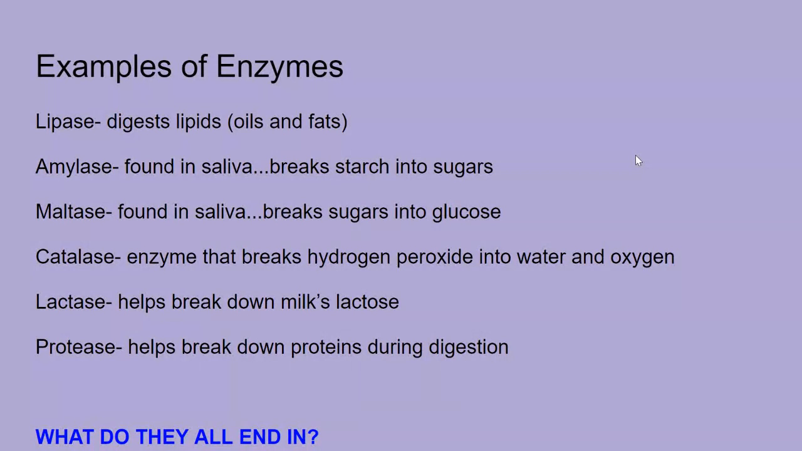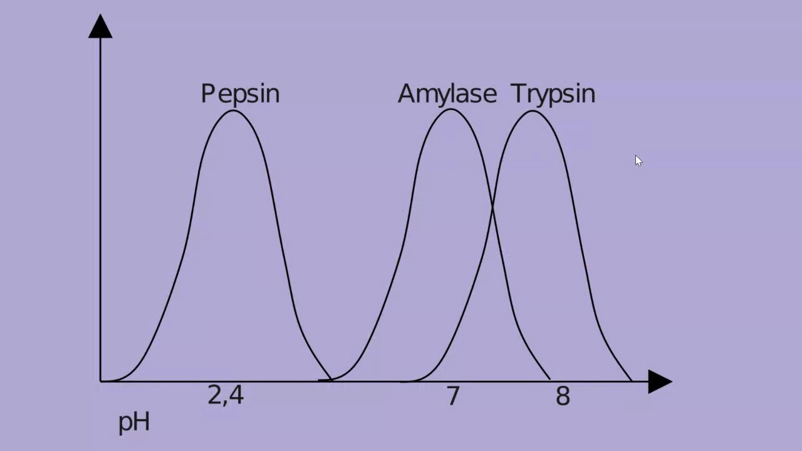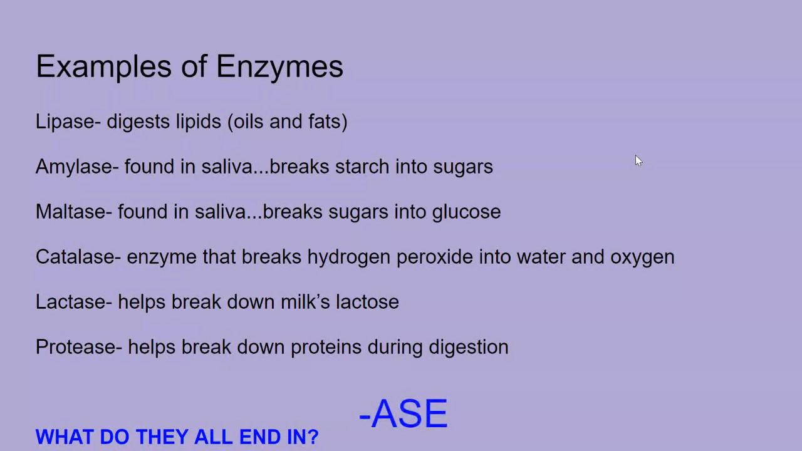There's catalase, which is an enzyme that breaks down hydrogen peroxide into its components of water and oxygen. There's lactase, which helps break down milk's lactose. And there's protease, which helps actually break down old proteins during your digestion in your stomach. So think about this. What do all of those words end in? They end in ase. Most proteins, and enzymes are an example of proteins, will end in ase or in, like you saw, trypsin, pepsin, but a lot of them end in ase.